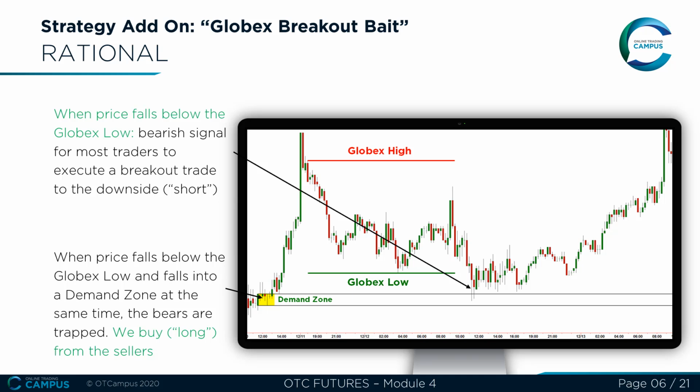So you can see on this chart here, price trades below the GLOBEX low right into a rally base rally demand zone, and that would have been a beautiful trade for us as supply and demand traders. And not a good trade for those short sellers right below that GLOBEX low, and that is the trap.